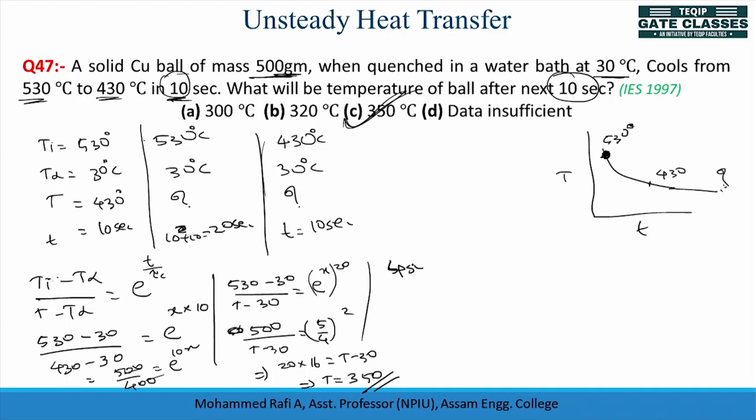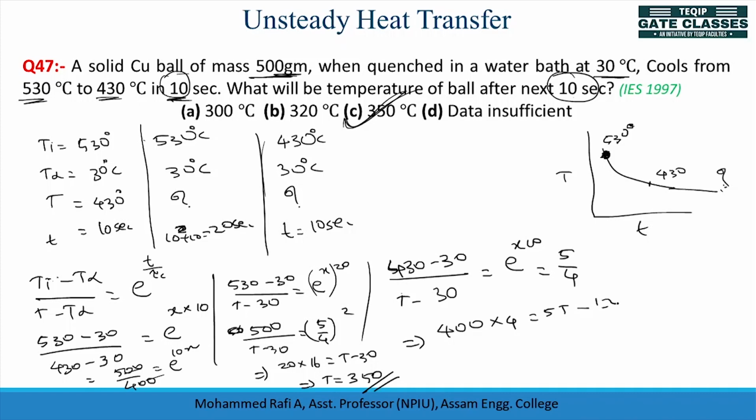So similarly, in this case, instead of starting with 530, I am starting with 430. 430 minus T infinity divided by t minus T infinity equals e to the power 10x, right? We already know e to the power 10x is 5 by 4. So I can write 430, 400 into 4 equals 5t minus 150. If I do the analysis, you will get the same answer, 350.